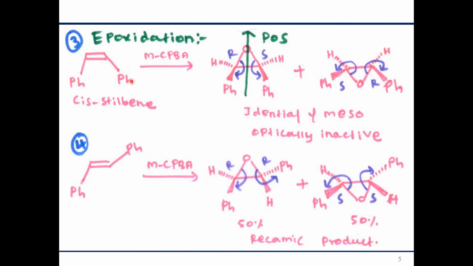When cis-stilbene reacts with m-CPBA, it forms the corresponding epoxide products. When m-CPBA approaches the top face of the alkene, we have this stereoisomer. When m-CPBA approaches the bottom face of the alkene, we have this stereoisomer. This stereoisomer has R and S configuration. This stereoisomer has S and R configuration. Now you see both have identical configuration. Hence we can say these two products are identical.